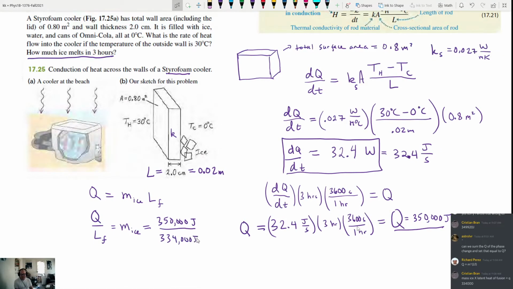334,000. The interesting thing is that even with 350,000 joules, which, if you have 350,000 of anything, sounds like a lot, it's not that much energy, at least in terms of melting ice. It looks like the answer is going to be a little over 1 kilogram.